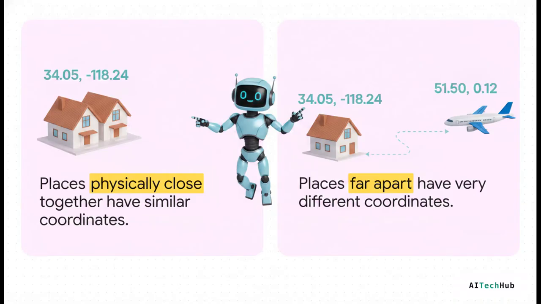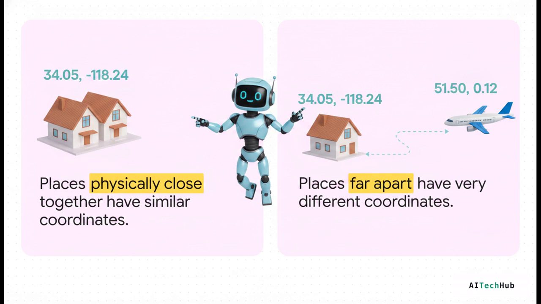But the real magic of these coordinates is how they relate to one another. Think about the mathematical relationship between those numbers and actual physical distance in the real world. Places that are physically close together, like say two houses on the exact same street, are going to have very similar GPS coordinates. The numbers are almost identical. On the flip side, places that are physically far apart, like New York and Tokyo, have wildly different coordinates. This means that numerical similarity directly represents physical proximity.